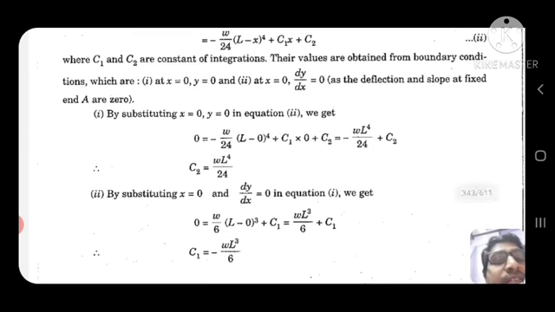So by substituting x equal to 0, dy by dx equal to 0 in the equation, we get 0 equal to W by 6 (L minus 0) whole cube plus C1. So that is equal to WL cube by 6 plus C1. So C1 is equal to minus WL cube by 6.